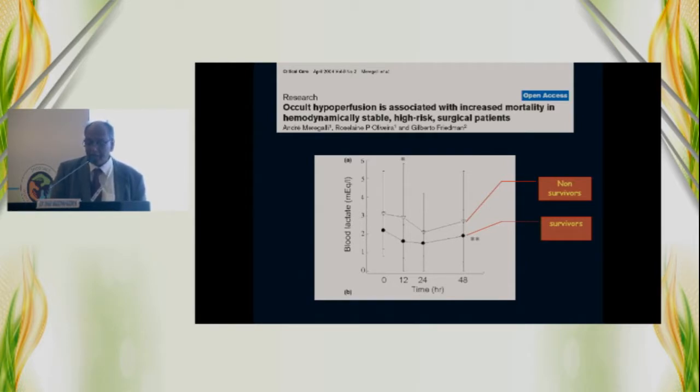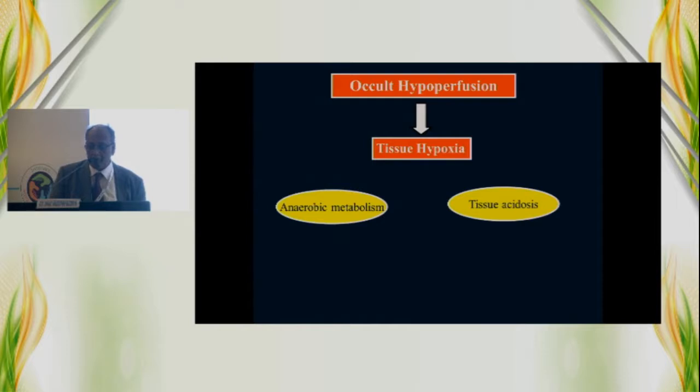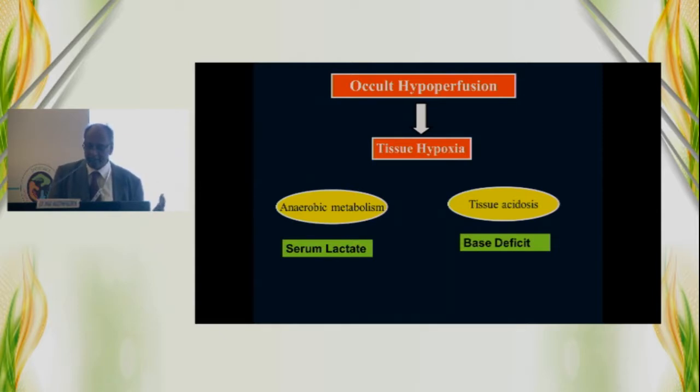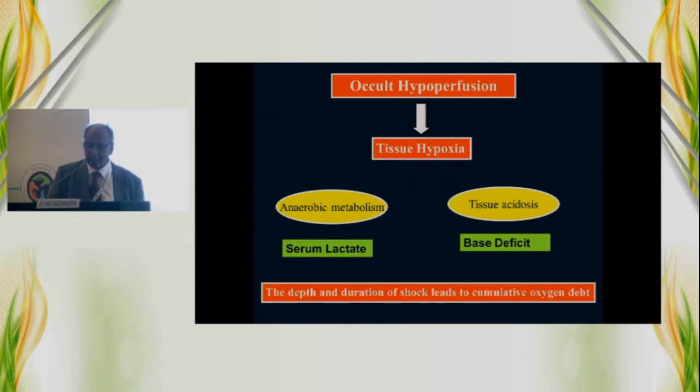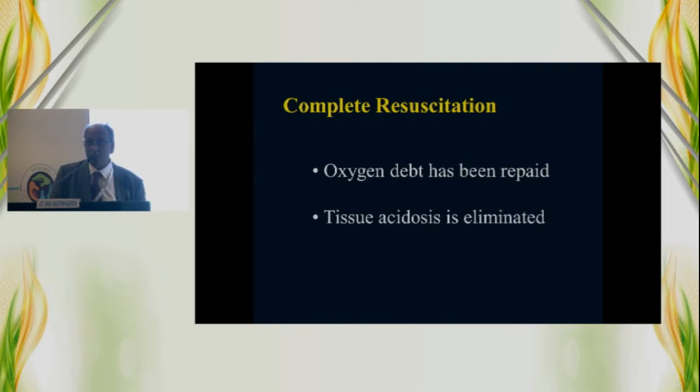If you look at survivors and non-survivors and compare their blood lactate levels, you can see a distinct difference. So occult hypoperfusion leads to tissue hypoxia, which then leads to both anaerobic metabolism and tissue acidosis. Anaerobic metabolism shows up as serum lactate levels, and the tissue acidosis shows up as an increased base deficit. The depth and duration of shock leads to a cumulative oxygen debt. So you can only say the patient is completely resuscitated when the oxygen debt has been repaid, tissue acidosis is eliminated, and aerobic metabolism is restored.